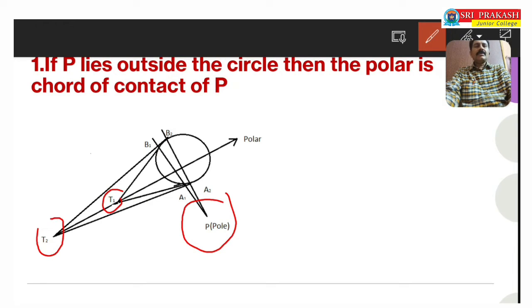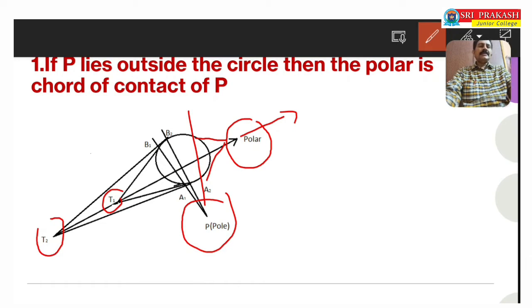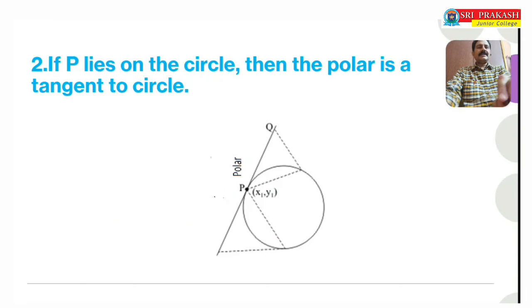Like that you can take one more secant line here, and you can draw the tangents here also. If you observe, all these points of intersection lie on this line, which is called the polar of the given point, and this fixed point P is called the pole of the line. So this is the first case where the point lies outside the circle. Let us see the second case.